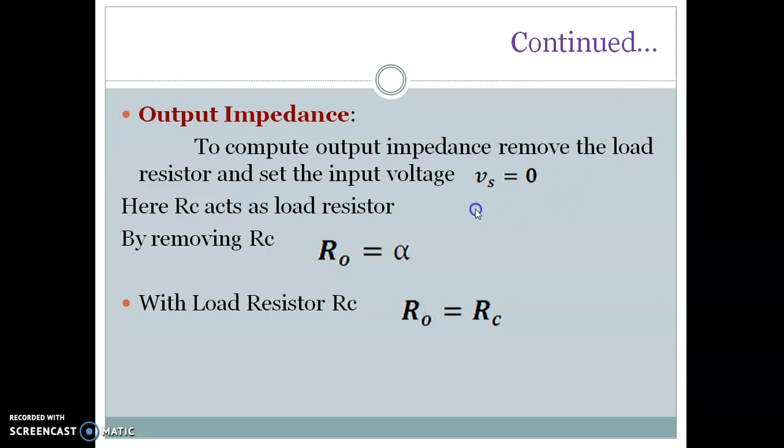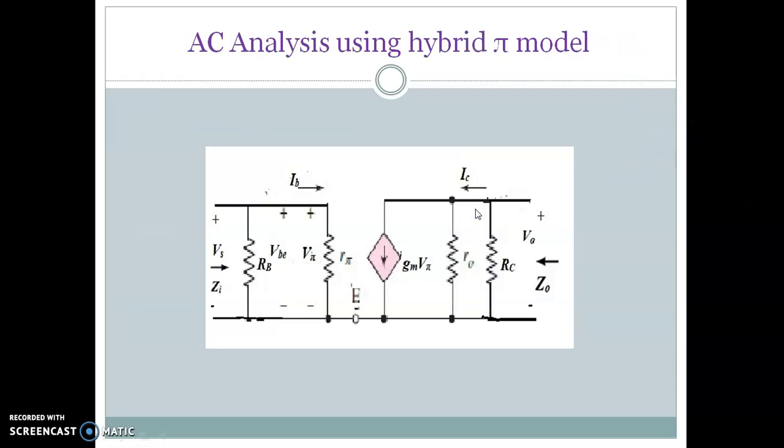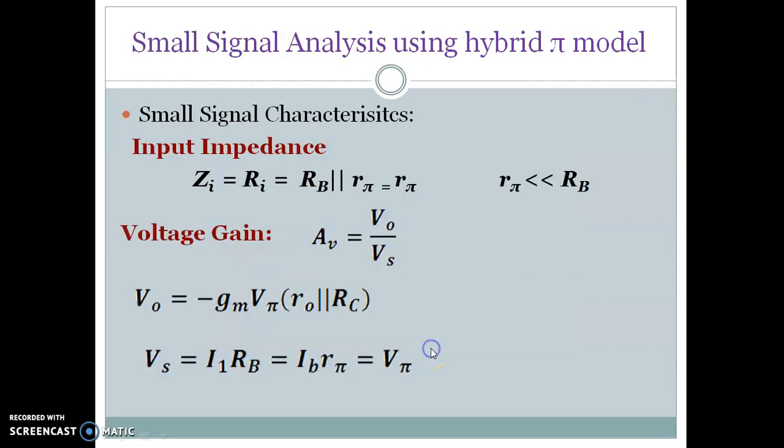Next, similarly we try to carry out the same analysis using your hybrid pi model. In the hybrid pi model, instead of hIE I have replaced with R pi, and the current source is given as gm V pi, and R0 is the impedance which has been included. So the first parameter which we are interested to find out is Zi. Zi is nothing but the input impedance Ri, which is equal to RB parallel R pi. Since R pi is going to be very small compared to your RB, your Ri will be equal to R pi. Your input impedance is nothing but R pi.